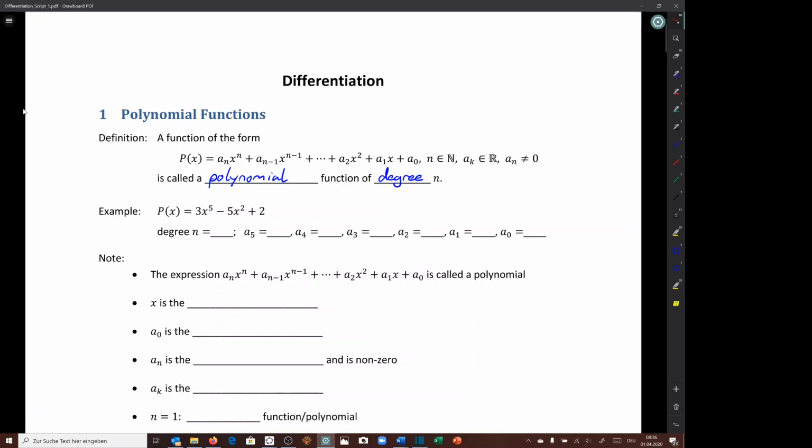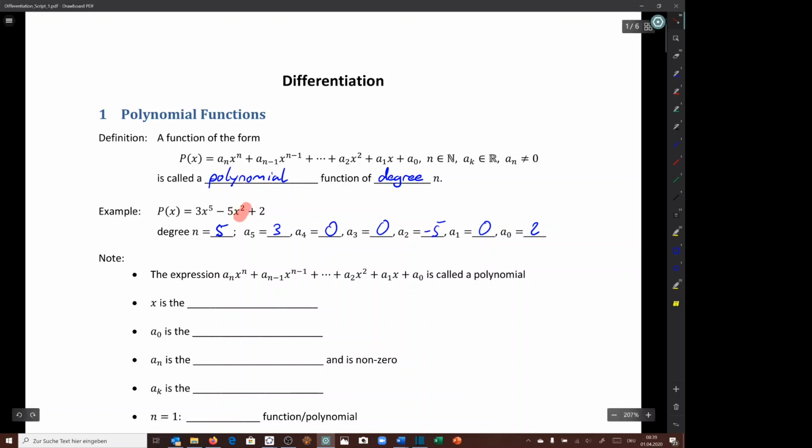Stop the film now, and here comes the result. The degree is the exponent with the highest value of x. So here we have x to the power of 5, so 5 is the degree. A5 is then the coefficient of the term x to the power of 5, so the number in front of it, so it's 3. Then A4 is the coefficient of the term with x to the power of 4. Well, there is none, so it is 0, and so on.